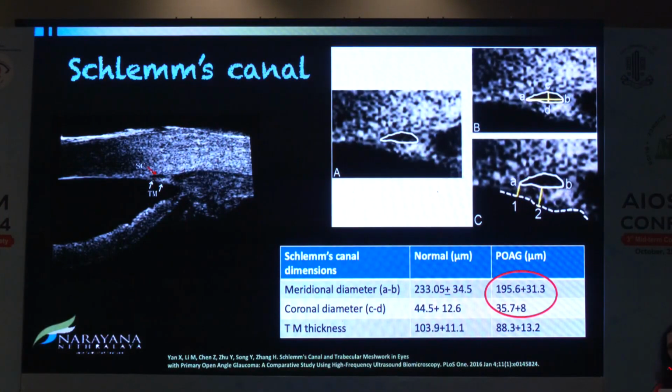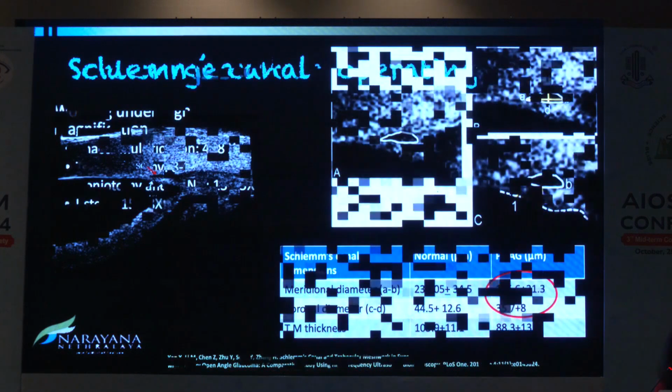Then the Schlemm's canal: the magnification you have to use is very high because you're going to work on Schlemm's canal in any MIGS, and the largest meridional diameter is also less than 200 microns. So you have to be able to see that kind of a small structure, so you will need very high magnification.